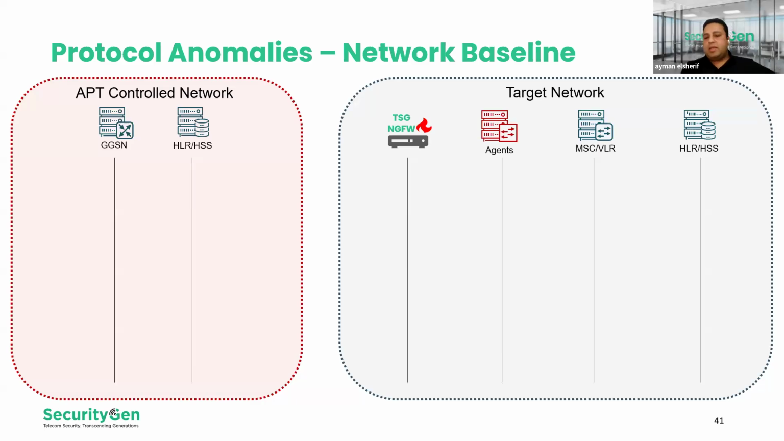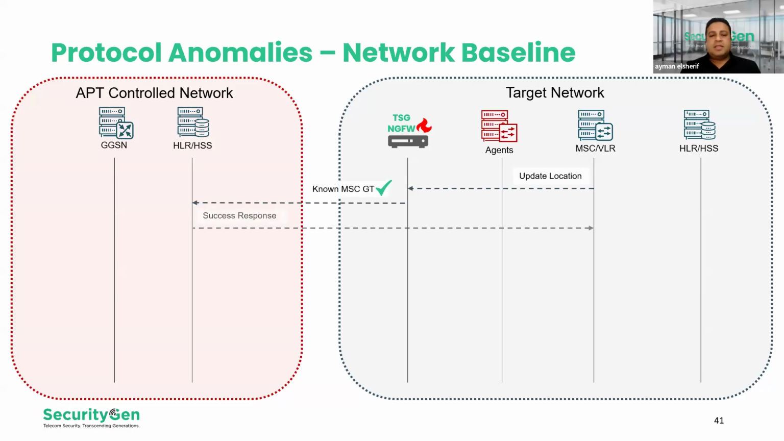Once TSG is deployed, it creates a baseline that includes, among other information, a list of trusted internal nodes that are authorized for IPX access. So if a known network element is trying to send traffic, for example, this MSC is trying to send an update location message, TSG will inspect the message. Okay, this node is a trusted one, part of the baseline, and it will be allowed.